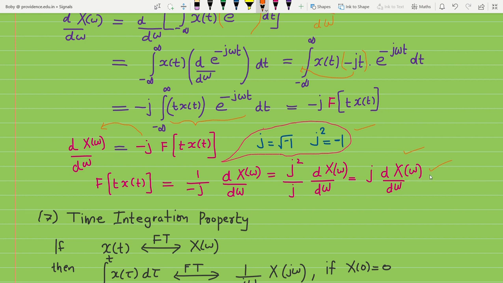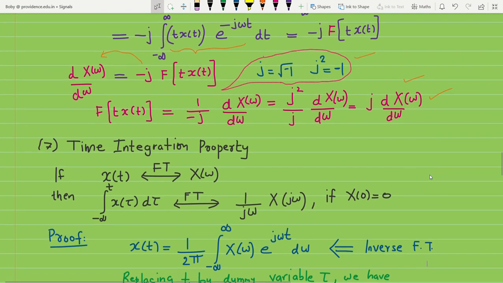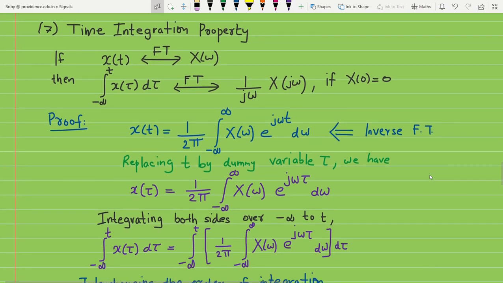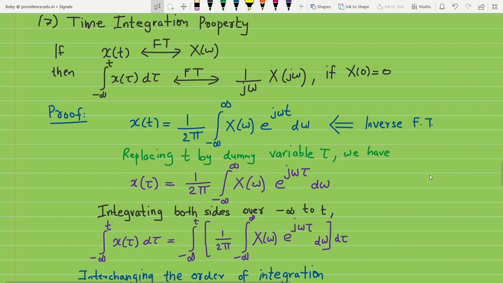Now let us see the next property, that is the time integration property. According to the time integration property, if the Fourier transform of x of t is X of omega, then the Fourier transform of integral minus infinity to t x of tau d tau will be equal to 1 by j omega X of j omega, if the initial condition x of 0 is equal to 0.